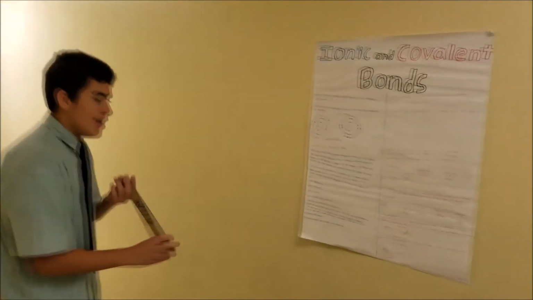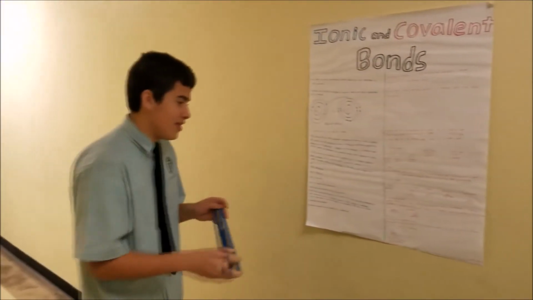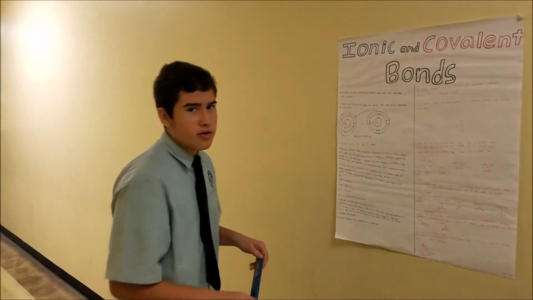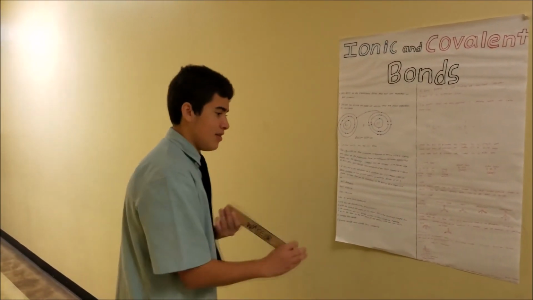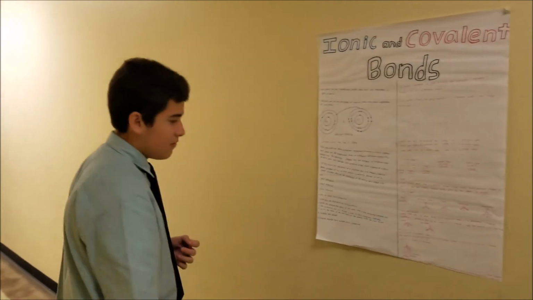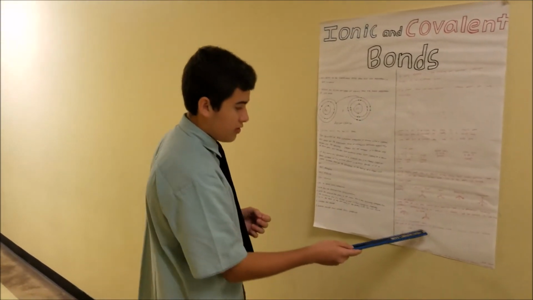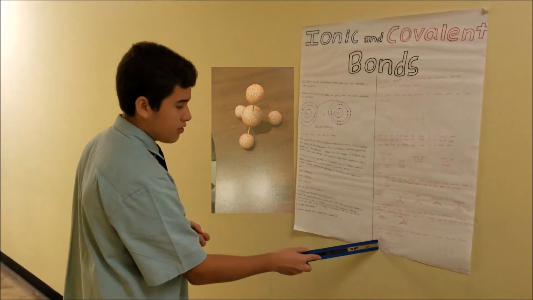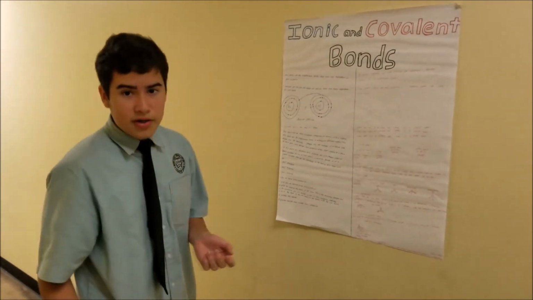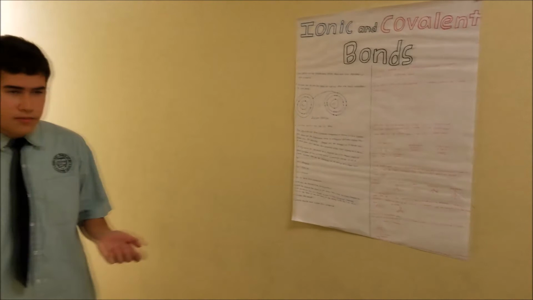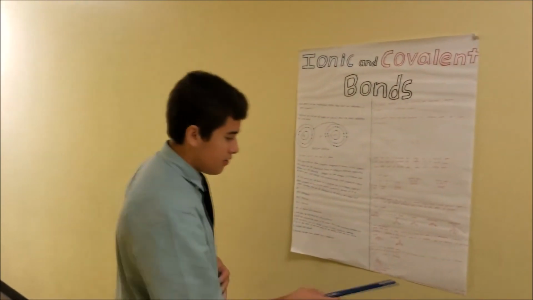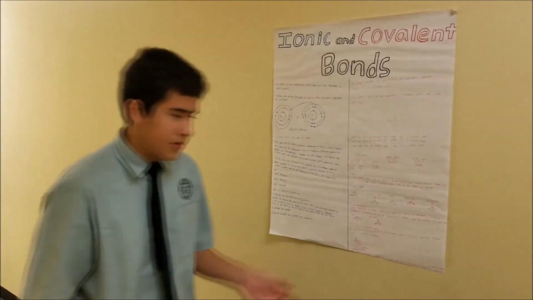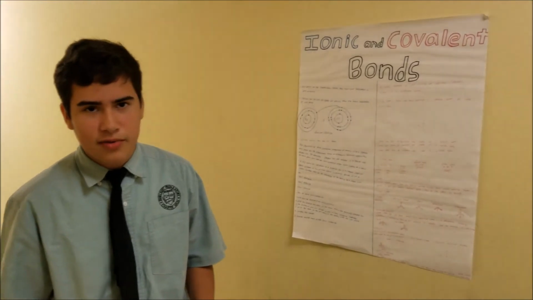HSiCl3 is an example of a covalent bond. The name of this is called trichlorosilane. This is the Lewis dot structure. The shape of the molecule is tetrahedral. This is the 3D structural formula. The overall compound is polar, and the molecule has polar covalent bonding.